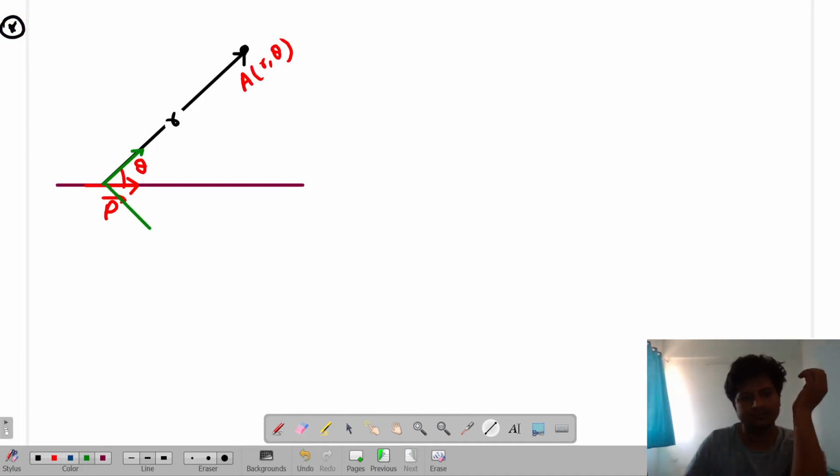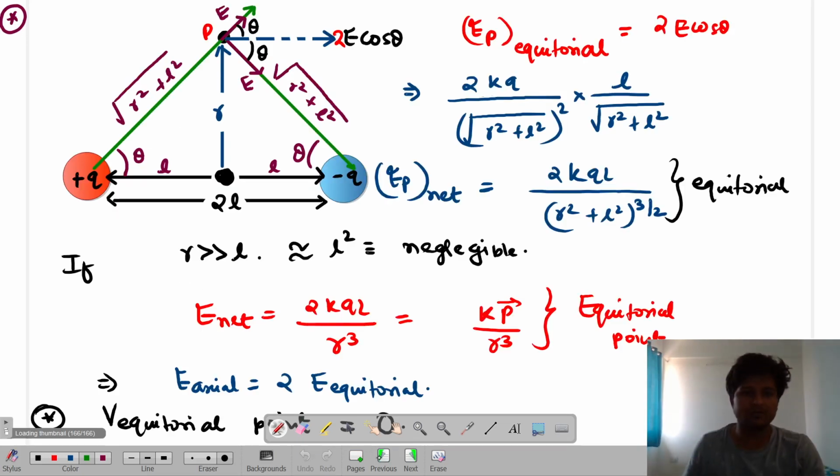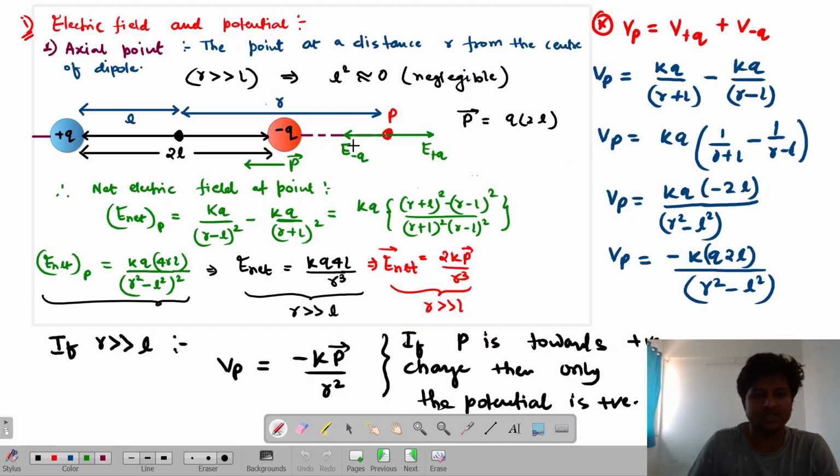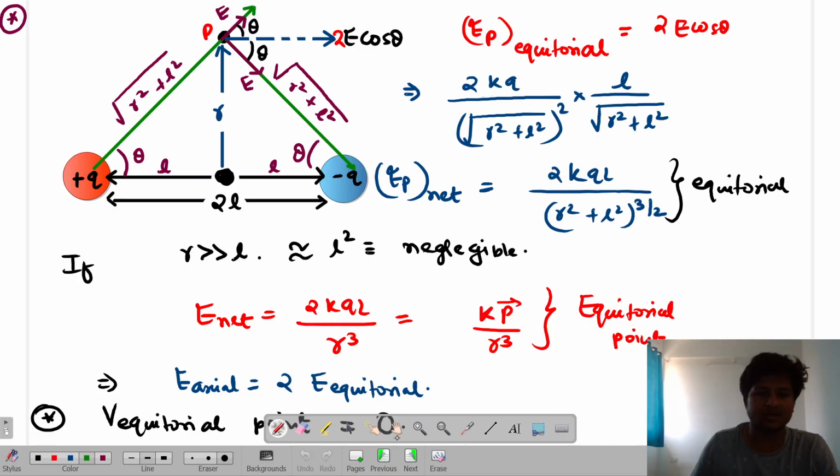Got it? So look over here. Along the line, I will have p cos theta. Perpendicular to the line, I will have p vector, p sin theta. And you know that if you look into the net electric field, there are two kinds of electric field. One is in the same direction as the dipole moment, and another, look over here, if I just consider the dipole moment vector over here, then it is towards this side or not? And here the electric field is opposite of it, isn't it? So I should write it as minus kp vector by r cube. Are you able to get me?